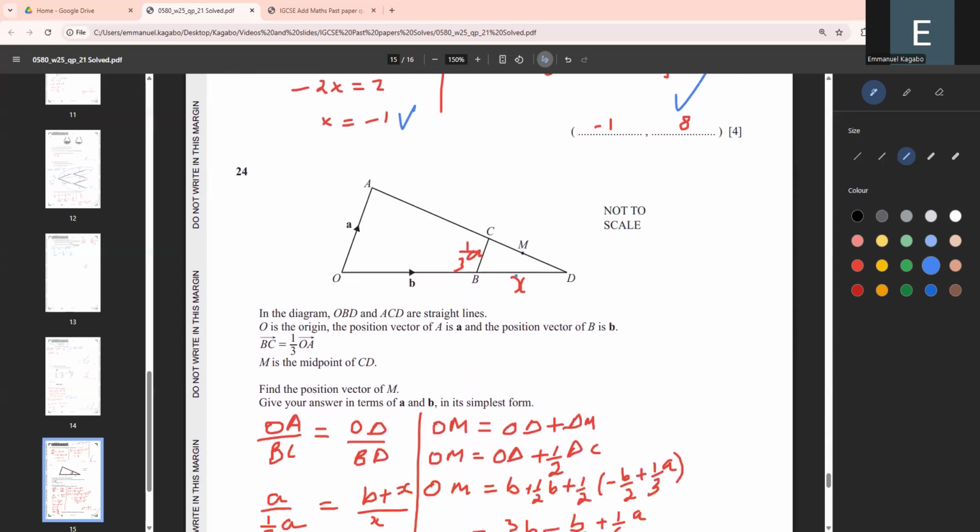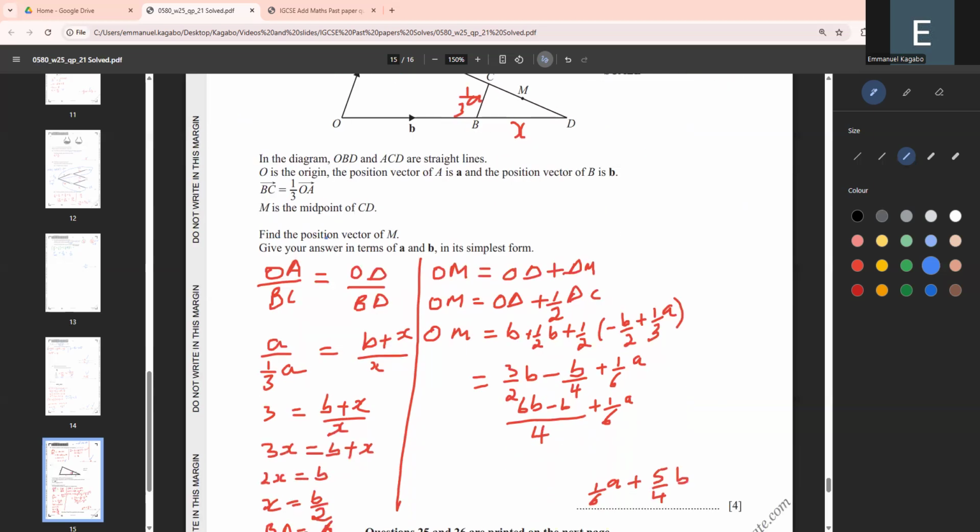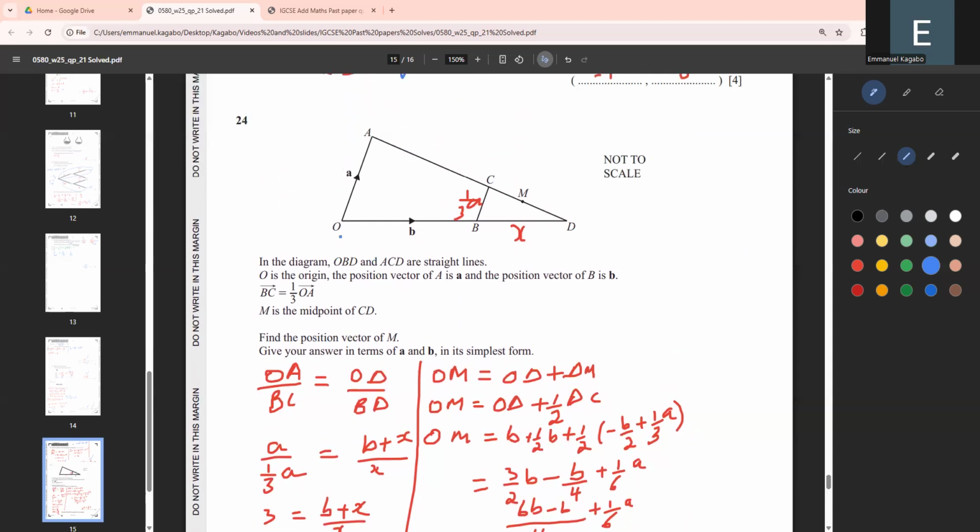Okay, good. Question 24. Wow, very good question. In the diagram, OBD and ACB are straight lines. O is the origin. The position vector of A is A, and position vector of B is that, as indicated on the diagram. BC, this one is 1 over 3 of OA. OA is that. So this is 1 over 3A. And then M is the midpoint of CD. Find the position vector of M. Basically, they're asking you to find OM.